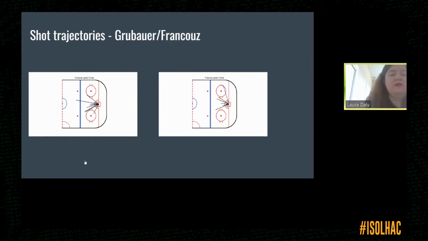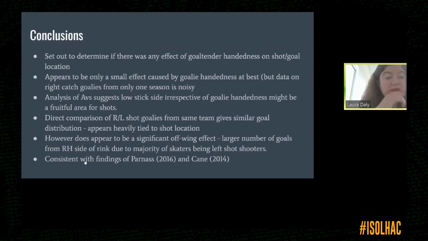So just to conclude, I set out to determine if there's any effect of goaltender handedness on shot and goal location. There appears to be only a small effect caused by the goalie handedness at best, but the data on the right catch goalies is from only one season's worth of data, or less than one season's, as we're currently suspended, so it is pretty noisy. The analysis of the Avs suggests that against their goalies, at least, the low blocker side is a fruitful area for shots. But the direct comparison overall of right and left shot goalies from the same team gives a similar distribution. It appears to be heavily tied to the shot location.